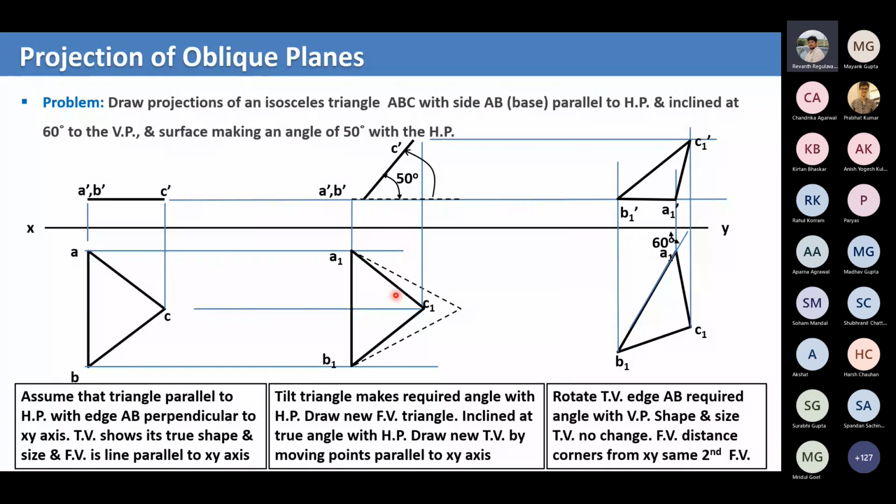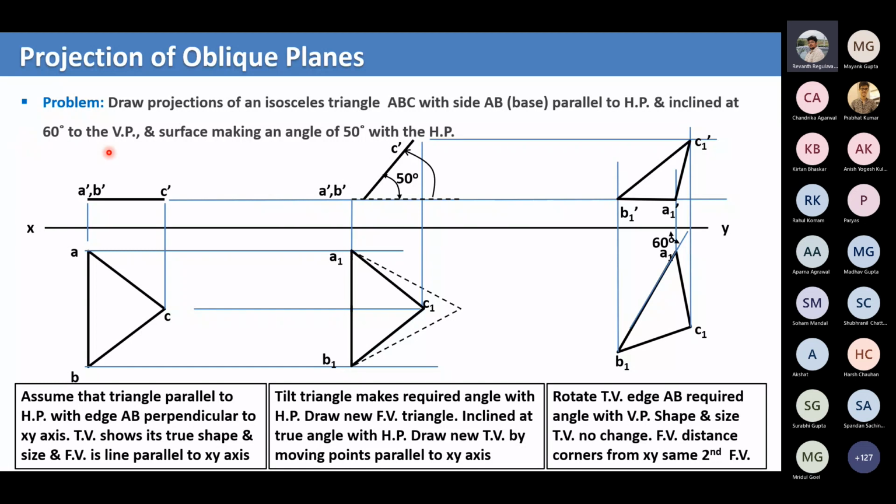So what does that mean? This is the base AB. So why am I choosing the top view for this? It's because this base AB is parallel to HP. So see, it is parallel to HP. So you can't see this angle 60 degrees in front view. In front view, it will just be a straight line. So that's why we are choosing the top view to show this 60 degrees.